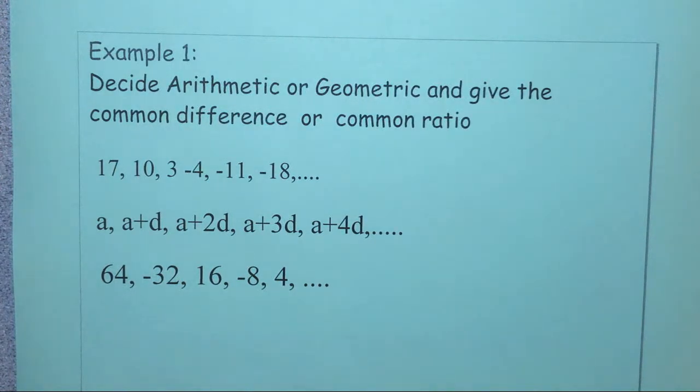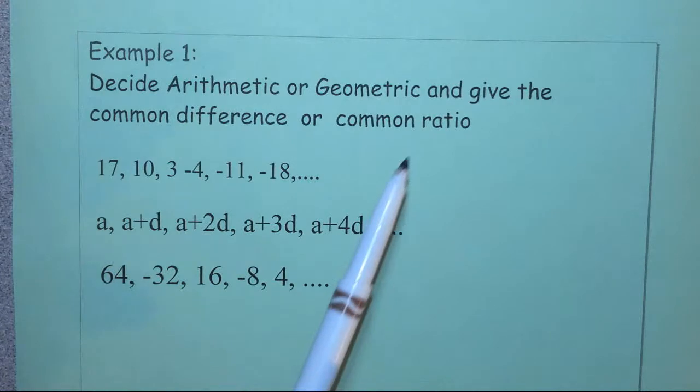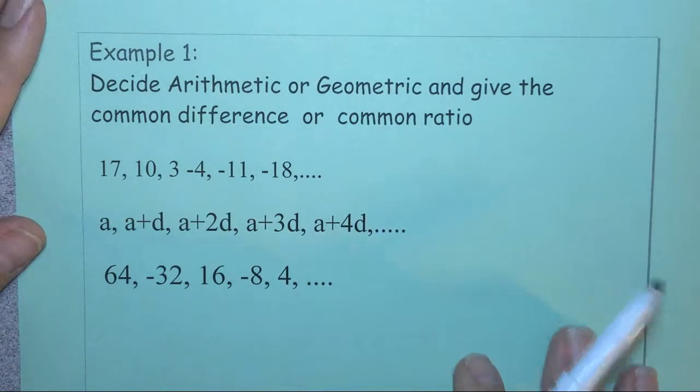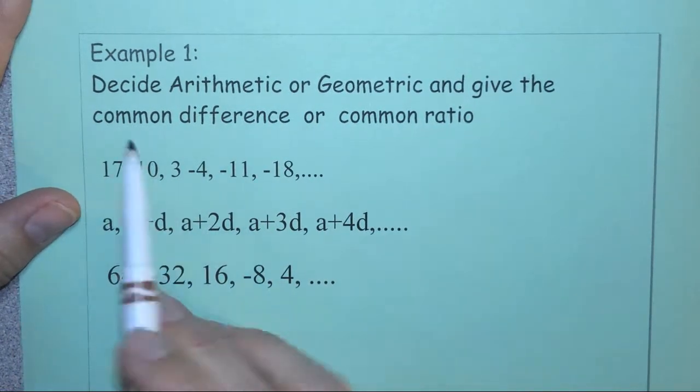So on the test, you might see some problems like this where they ask you, decide if it's arithmetic or geometric. If it's arithmetic, give the common difference. If it's geometric, give the common ratio. I always check to see if it's arithmetic first.